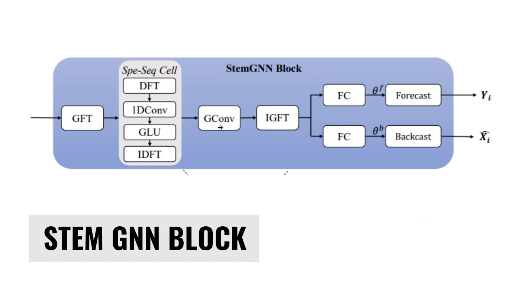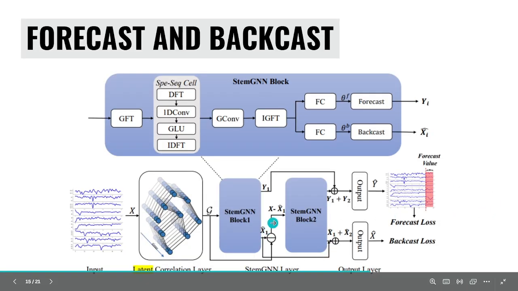Once the eigenvalue decomposition is obtained, the inverse graph Fourier transform is performed. After this, the output is fed to two different fully connected neural network layers with a gated linear unit to learn parameters theta f and theta p for predicting the output yi and to predict the backcast x cap. This backcasting branch helps in regulating the functional space of the time series data. It can be used to reduce the residual error.